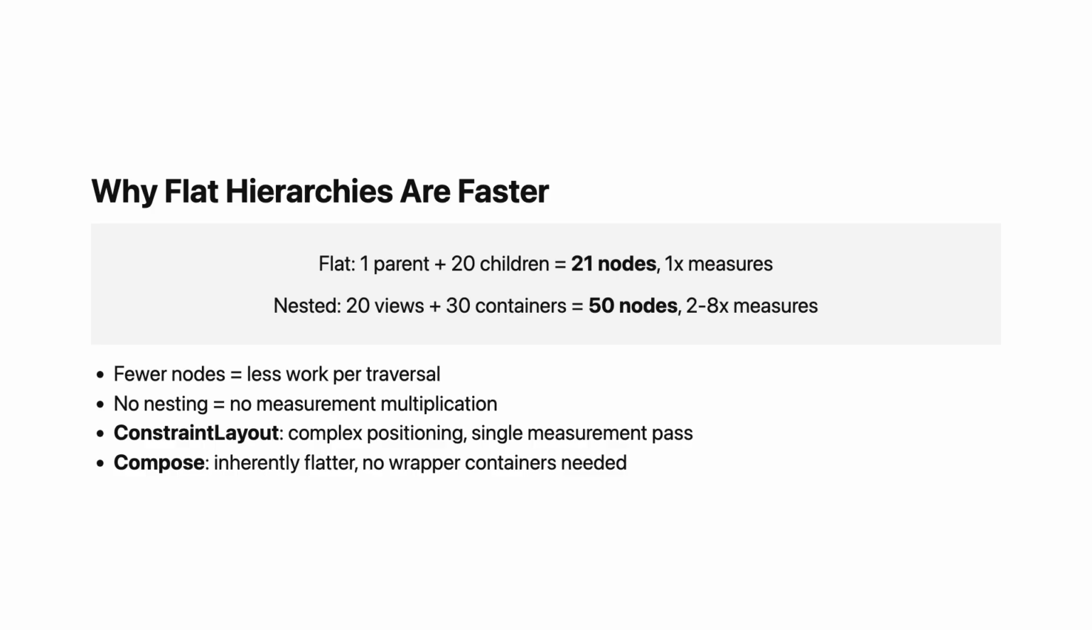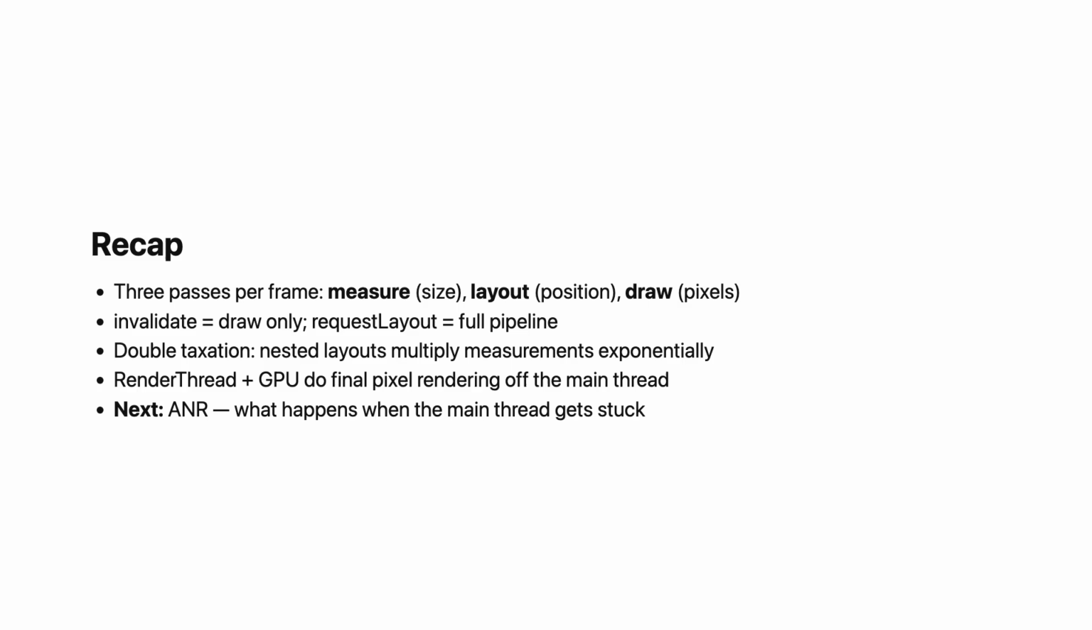But the real danger is measurement multiplication. Each level of nesting can multiply the number of measurements. 3 levels of nested containers that each measure twice means each leaf is measured 8 times. Flat hierarchies avoid this multiplication entirely. Constraint layout lets you express complex positioning relationships without nesting, solving everything in one measurement pass. In Compose, the layout system is inherently flatter because you do not need wrapper containers for simple arrangements. This is not premature optimization. It is understanding the rendering pipeline and working with it rather than against it.